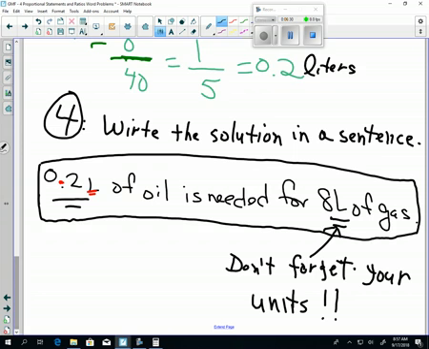And don't forget, we need to use that unit, L meaning liters. You can write it out as liters or use L. If it was gallons, you write gallons. If it was pints, you write pints. Okay?